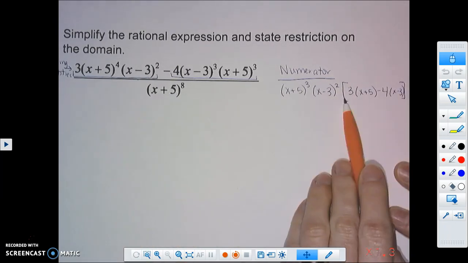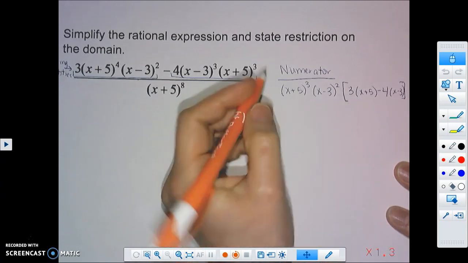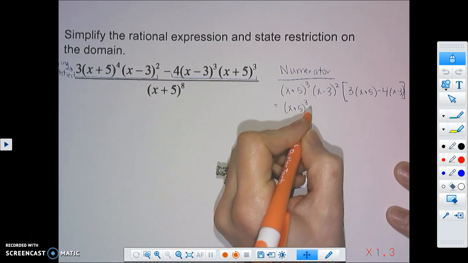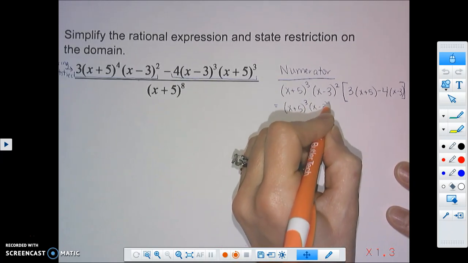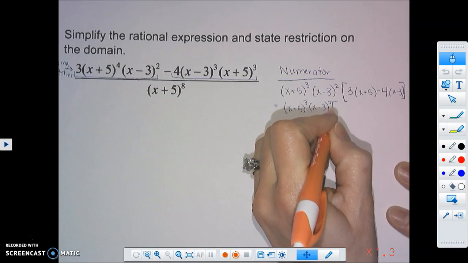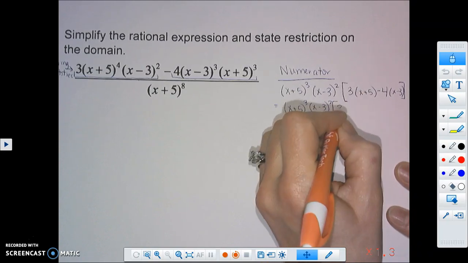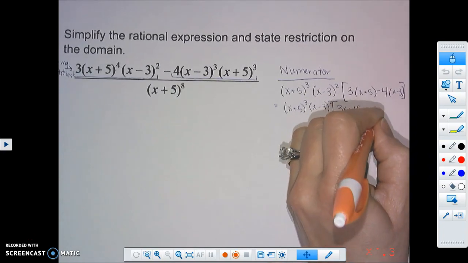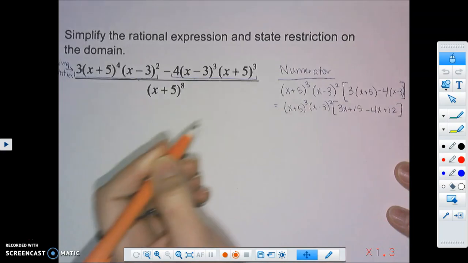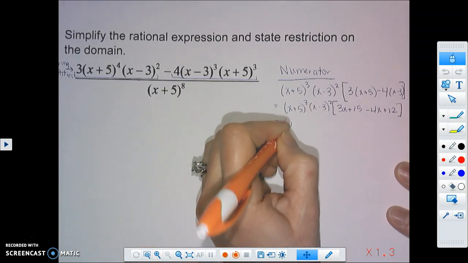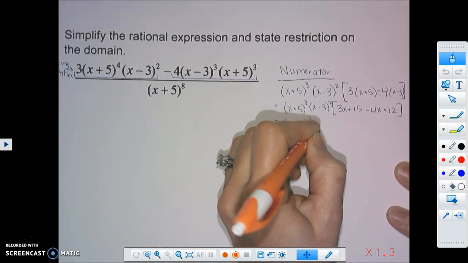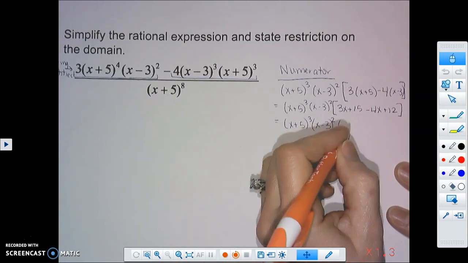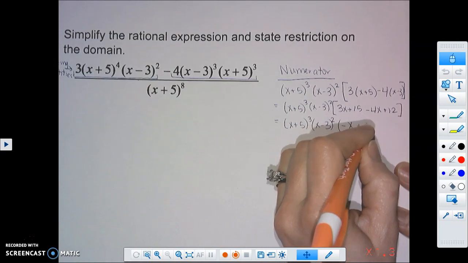Now it's our job to simplify this bracket part as much as possible. So we're going to leave the x plus 5 cubed and the x minus 3 squared. And inside this bracket piece, we distribute the 3 in, so that's 3x plus 15. And we distribute the negative 4 in, so negative 4x plus 12. And then cleaning that up inside the bracket, I'm actually going to make it a parenthesis at this point. We would get negative x plus 27.